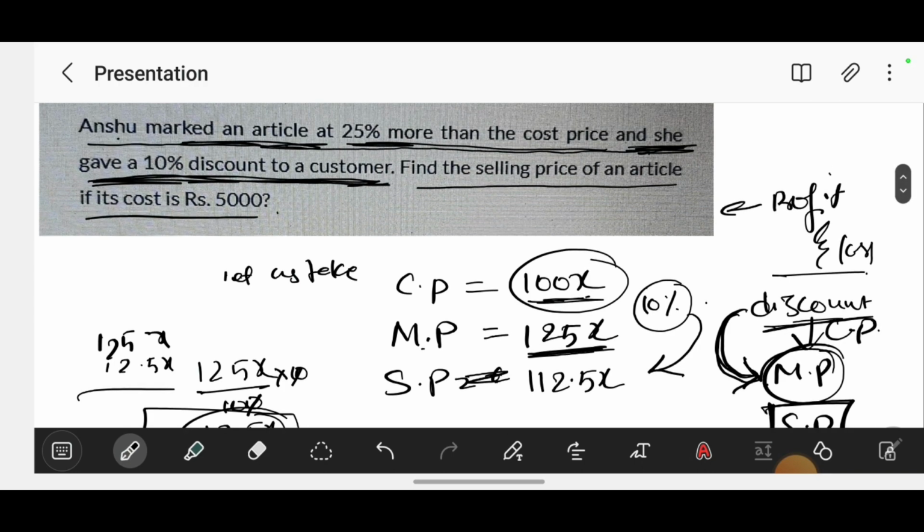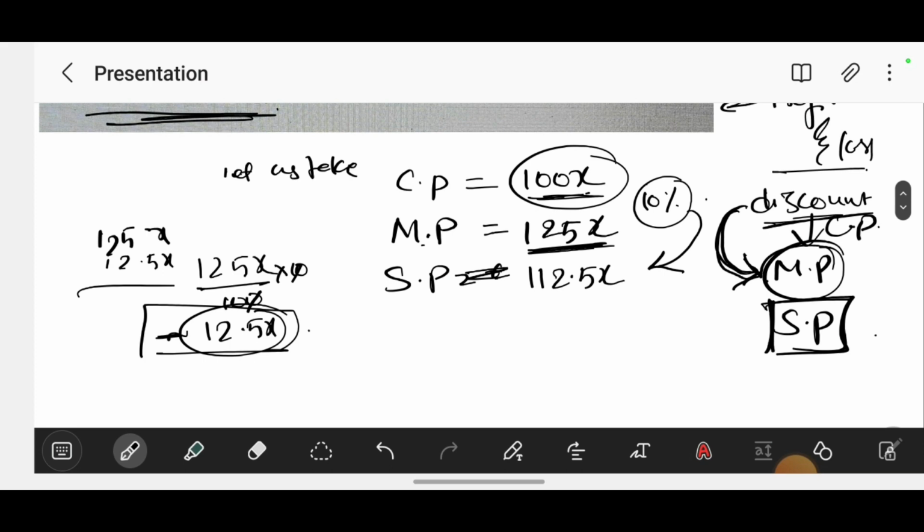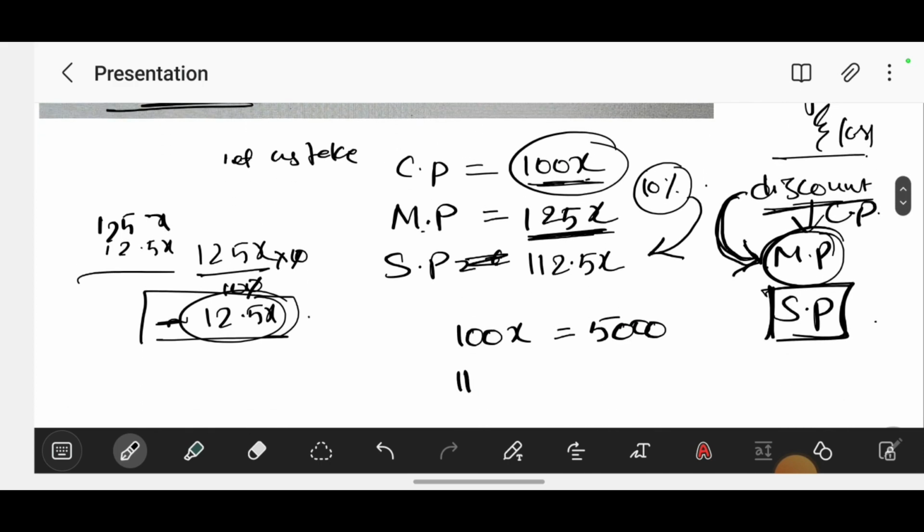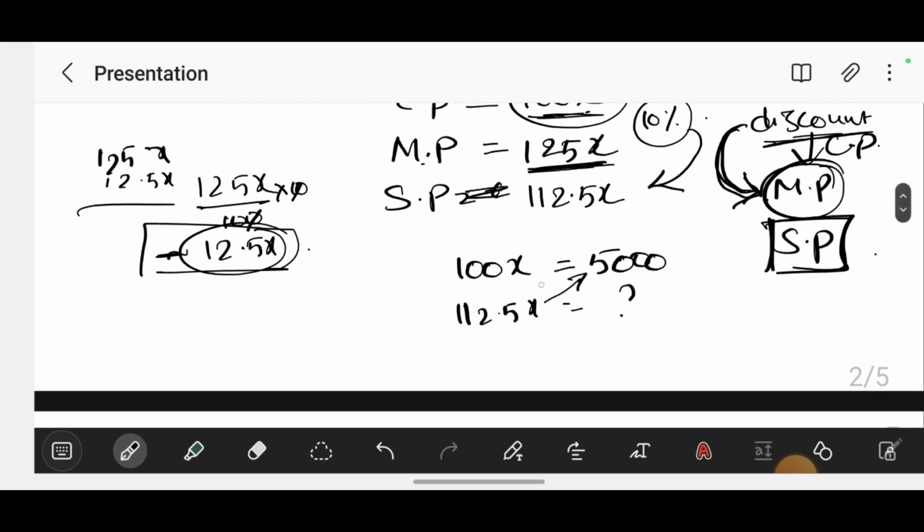And what is he saying? Find the selling price of an article if it costs 5,000 rupees. That means we already took the cost price as 100x. If the cost price is 5,000, then 100x becomes 5,000. Then what is the selling price he is asking? That means how much is 112.5x? For this, cross multiplication. Suppose this is the selling price SP. If you cross multiply, SP equals 5,000 into 112.5 by 100.